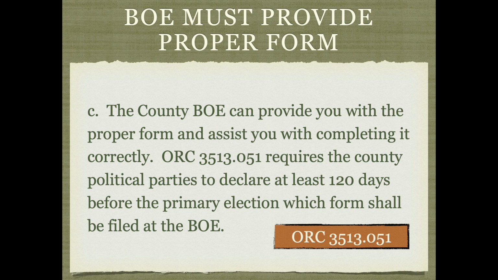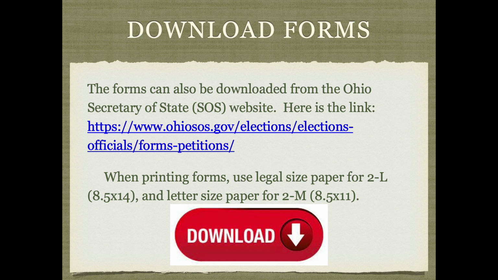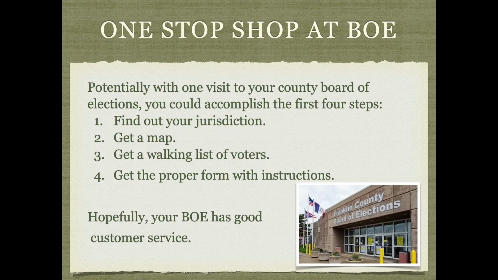Ohio Revised Code Section 3513.051 requires the county political parties to declare at least 120 days before the primary election which form shall be filed at the BOE. The forms can also be downloaded from the Ohio Secretary of State website at the following link for forms and petitions. When printing forms, use legal-size paper for 2L, 8.5 by 14, and letter-size paper for 2M, 8.5 by 11.